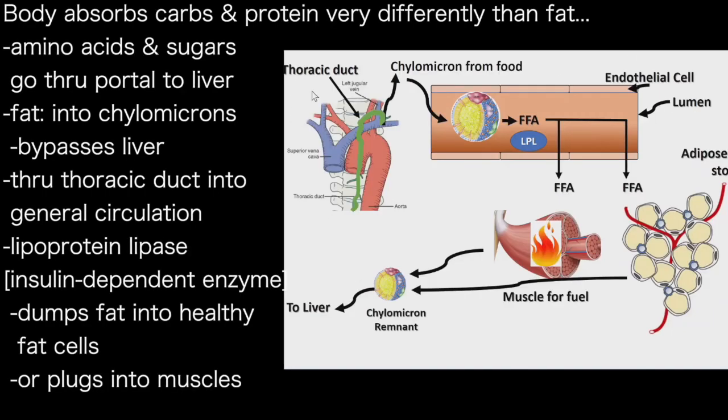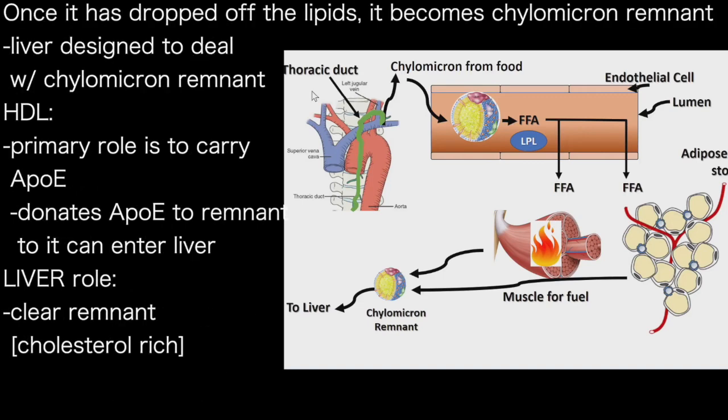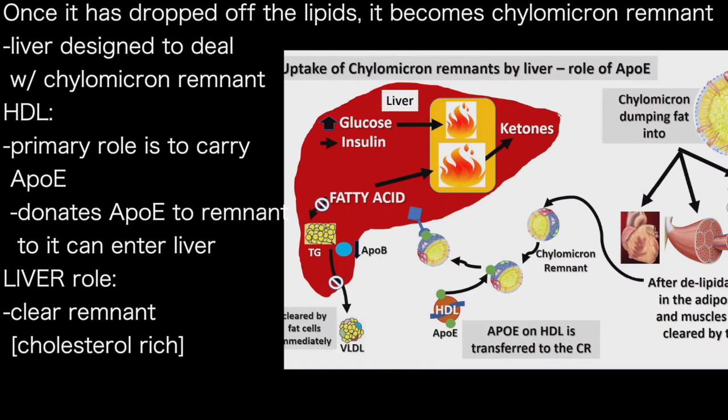What happens after that? It goes through the blood vessels to fat-filled cells, and out there, lipoprotein lipase, which is an insulin-dependent enzyme, unpacks the chylomicron and dumps the fat into the fat cells as long as they are healthy, or lets it be used by the muscles. Once it is delipidated, once it's dropped off its cargo, it becomes a chylomicron remnant. The liver is designed to deal with the chylomicron remnant.